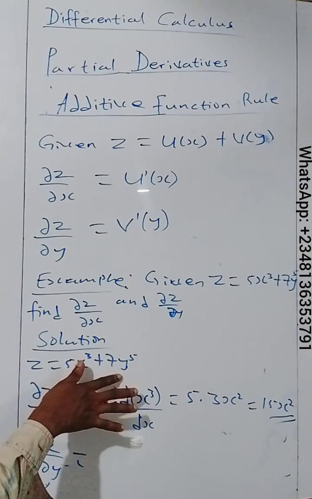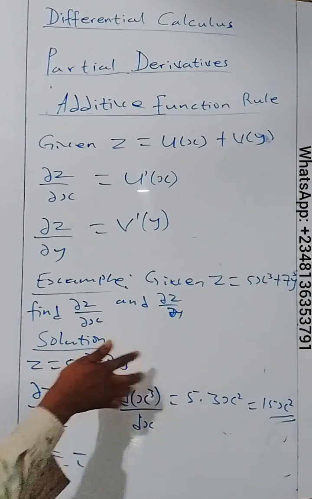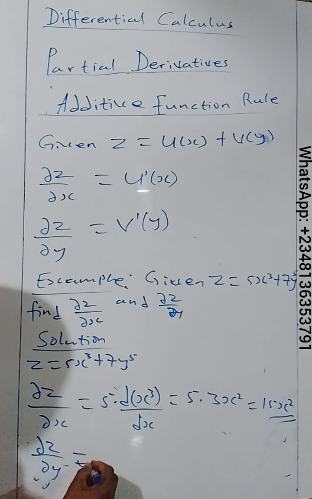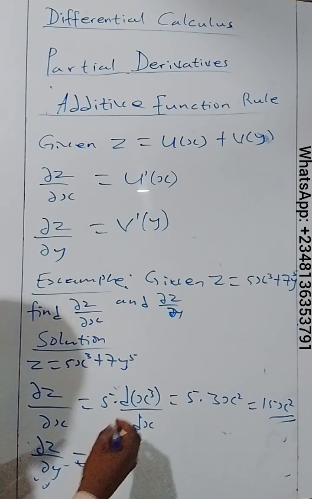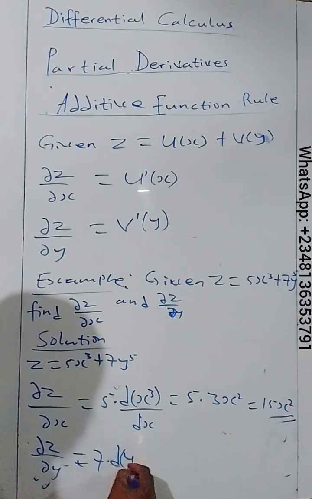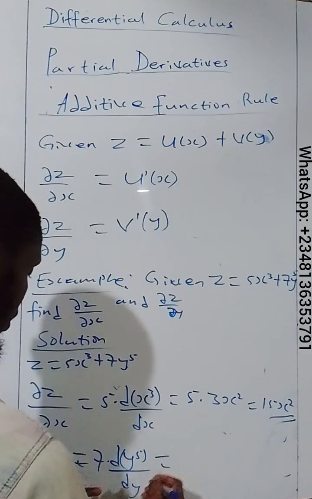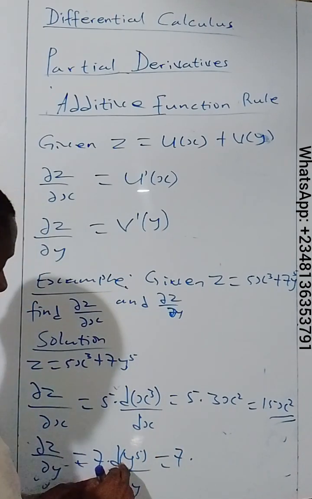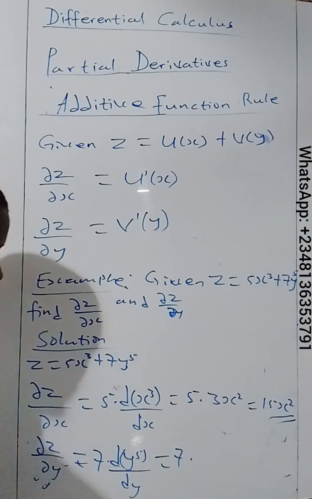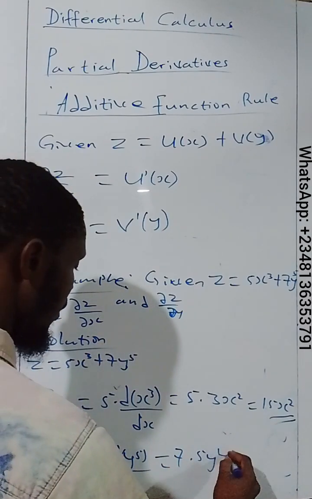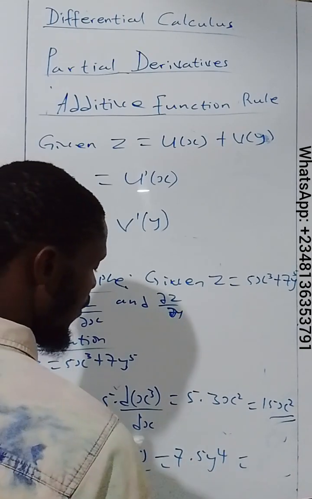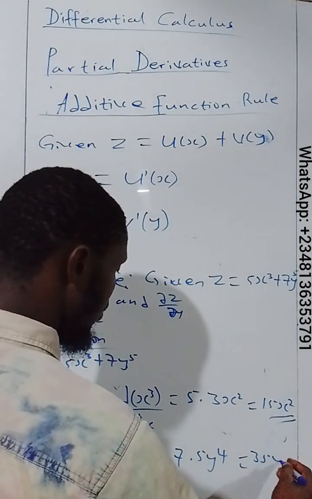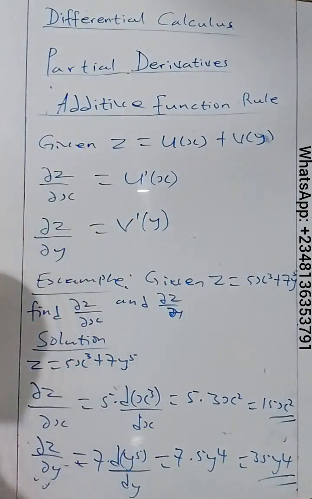For the partial derivative of z with respect to y, our focus will be on the function that has y, which is 7y raised to the power 5. We have the constant 7, we factor it out, multiply by it, then differentiate y raised to the power 5 with respect to y. So 7 multiplied by the derivative of y raised to the power 5, which becomes 5y raised to the power 4. So we multiply 7 times 5y raised to the power 4, that will be 35y raised to the power 4. This is the answer.